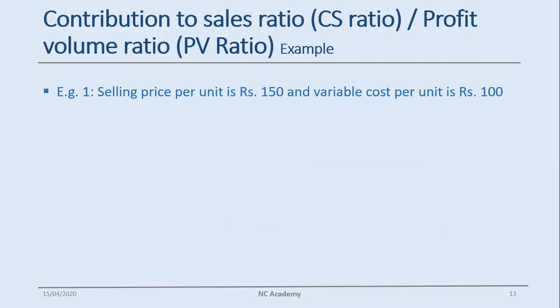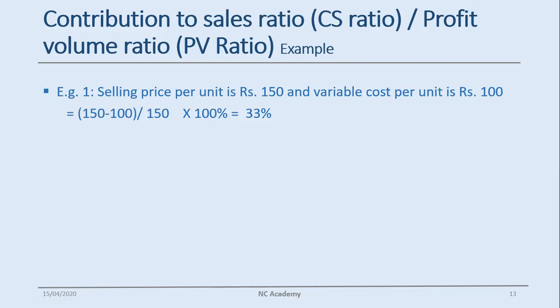Example number one. In this example, selling price per unit is rupees 150 and variable cost per unit is rupees 100. What is the contribution to sales ratio? You can see what your contribution is here. 150 is selling price, variable cost is 100, contribution is 50. That 50 as a percentage of 150, which is 50 divided by 150, is 33.33.